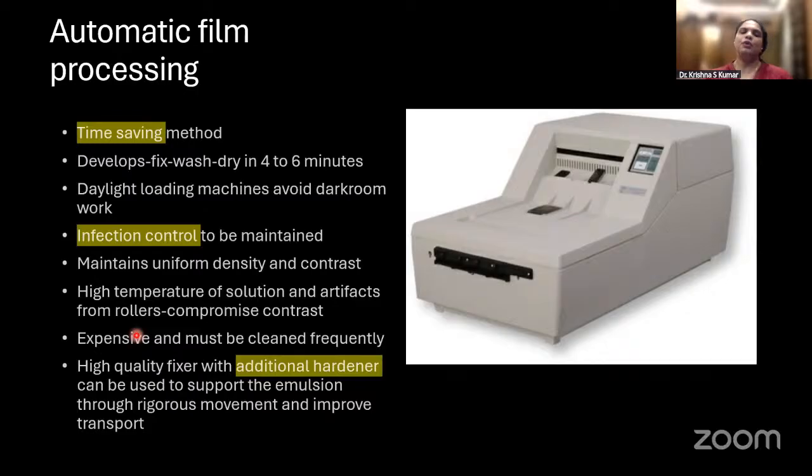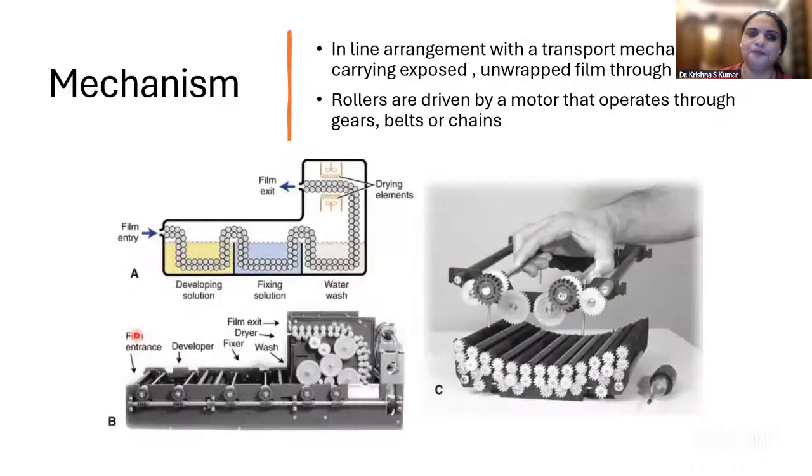And you know that the fixer contains the hardener. So hardener protects the gelatin from any sort of injury. In automatic film processing, hardeners should be used additionally because the film moves through a rigorous movement. We are not handling it with our hands, it goes through the rollers. So to protect it from those vigorous movements and improve the transport, the hardener used in the fixer should be more than in the manual technique.